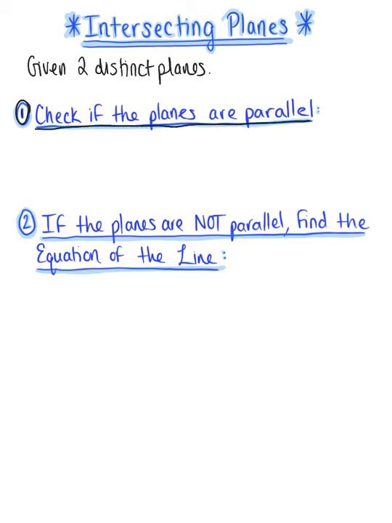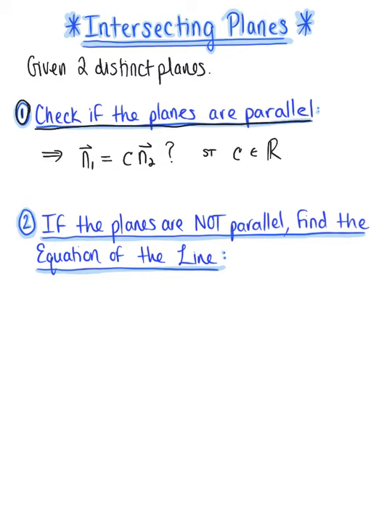Now, how do we check if planes are parallel? Well, we identify their normal vectors and see if those normal vectors are scalar multiples of each other, such that c is our scalar. Right? Because are parallel planes going to intersect? No! So we want to make sure that those planes are not parallel before we waste our time.